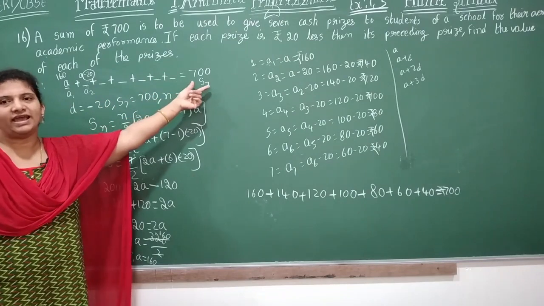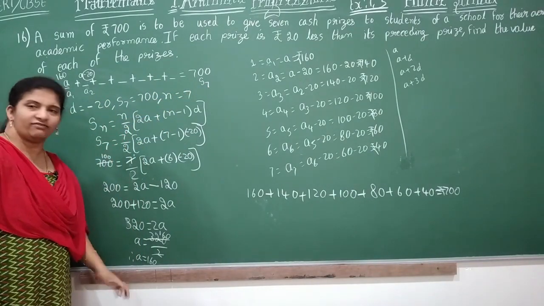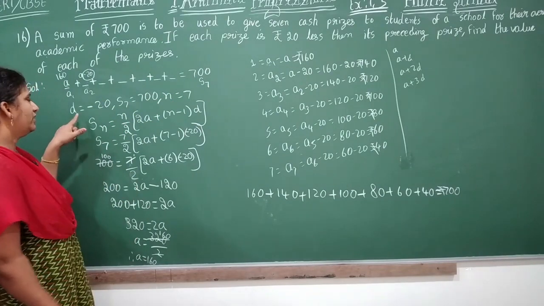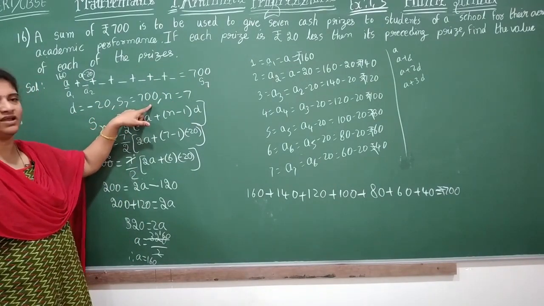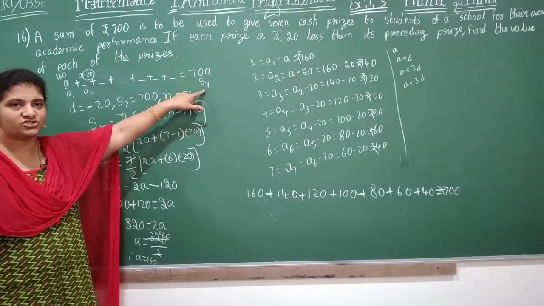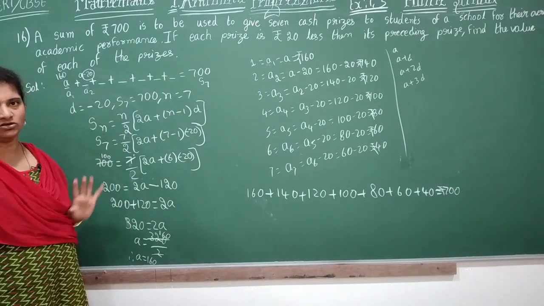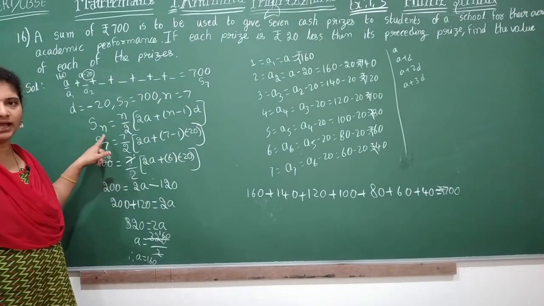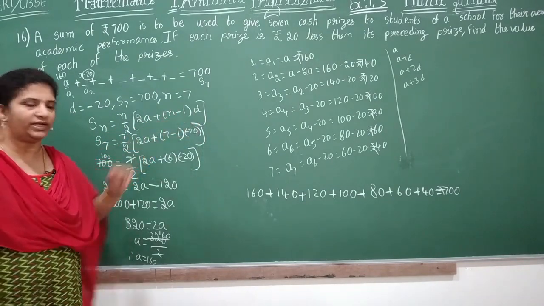So we know Sn and we know the D value. Can't we find the A value? Let's start here. D is equal to minus 20. S7 is equal to 700. N is equal to 7. How many prizes, children? 7 prizes, no? So N is equal to 7. Sn formula: n by 2 into 2a plus n minus 1 into d.